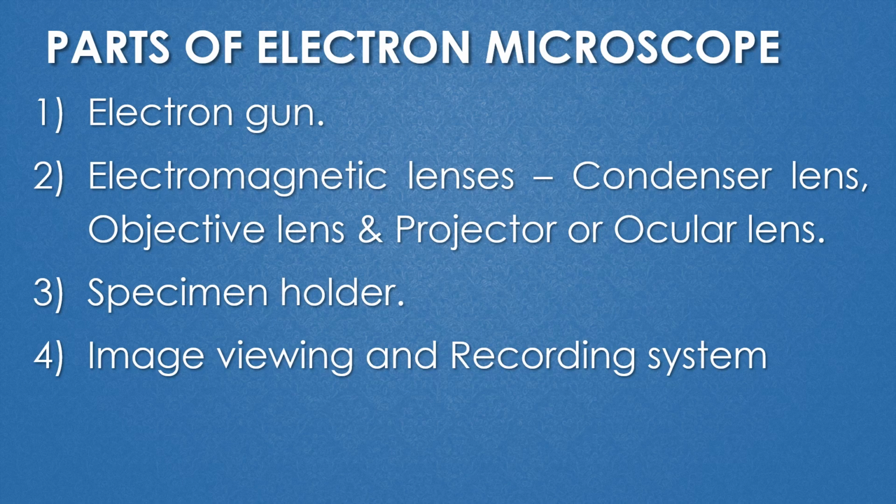And the fourth part is the image viewing and image recording system. The final image is projected on the screen, and that screen may be a fluorescent screen for the transmission electron microscope. In the scanning electron microscope, the final image is projected on the PC screen. Below the screen, a camera for recording the image is present. These are all the four important parts of the electron microscope.